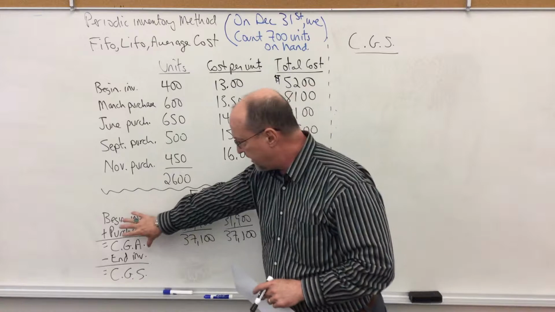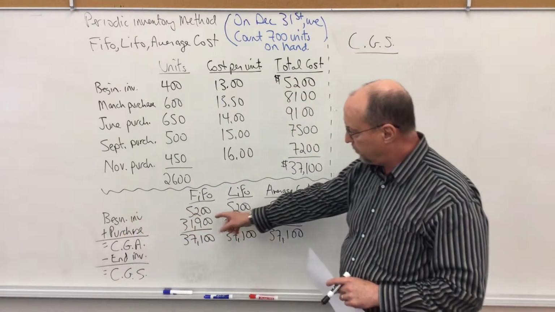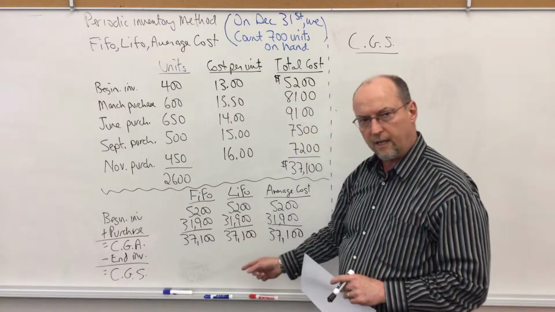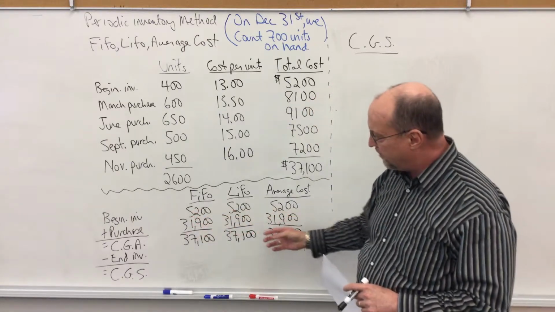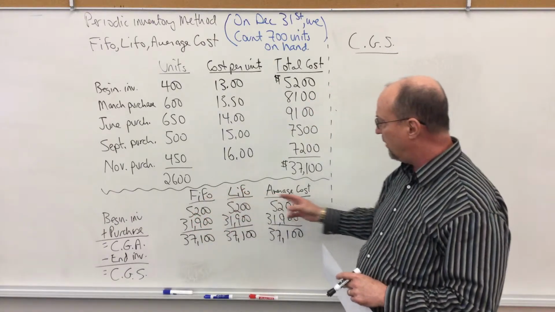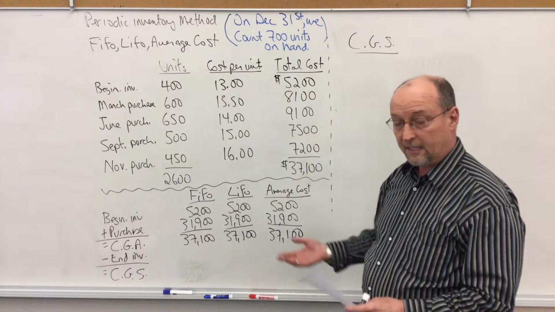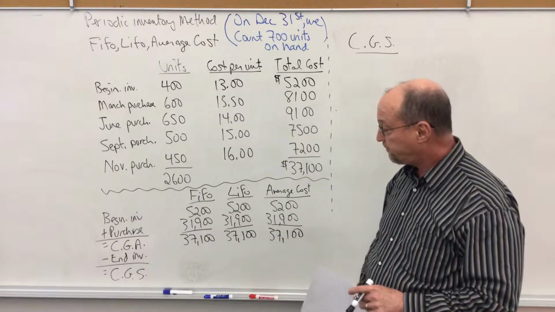And notice we've put these down here. Beginning inventory plus purchases equals cost of goods available for sale. And notice that these 3 sets of numbers are the same for FIFO, LIFO, and average cost. And that's a good piece of information to know.